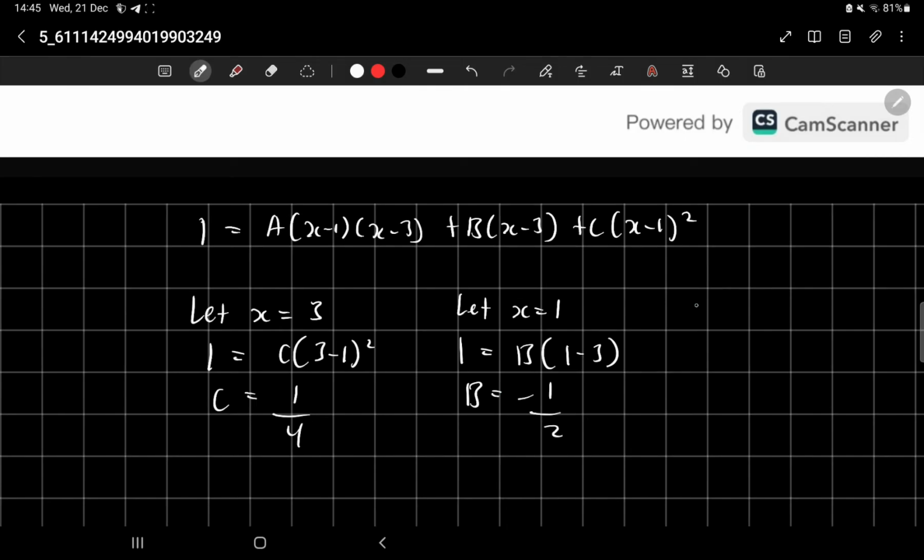How about a? For a, you could use any kind of value as long as your term with a in it will not be 0. So let me have a value which is a simple one. Let x be equal to 2.